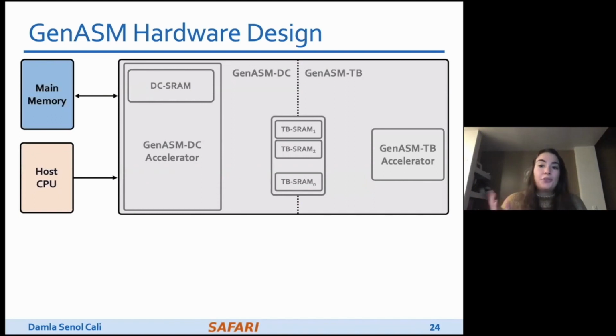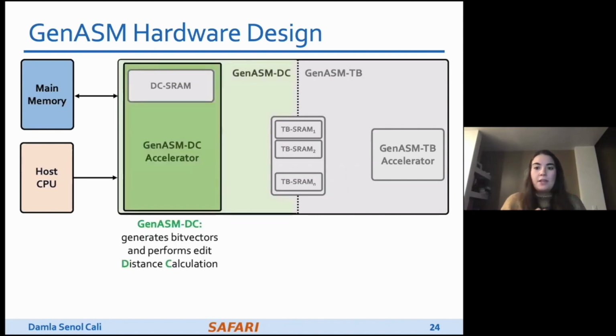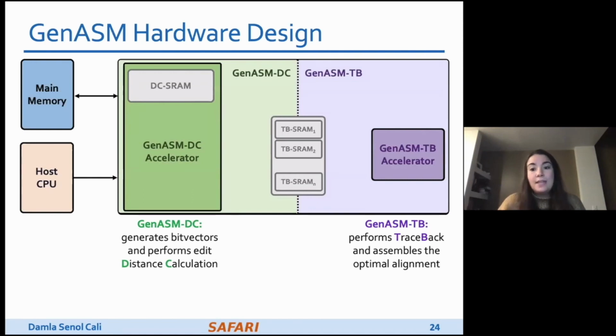So let's look at the hardware design of GenASM. Our co-designed hardware consists of two components. GenASM-DC provides hardware support to efficiently execute our GenASM-DC algorithm to perform distance calculation. And GenASM-TB provides hardware support to efficiently execute our novel GenASM-TB algorithm to find the optimal alignment. And GenASM has two types of SRAM buffers, DC SRAM and TB SRAMs.